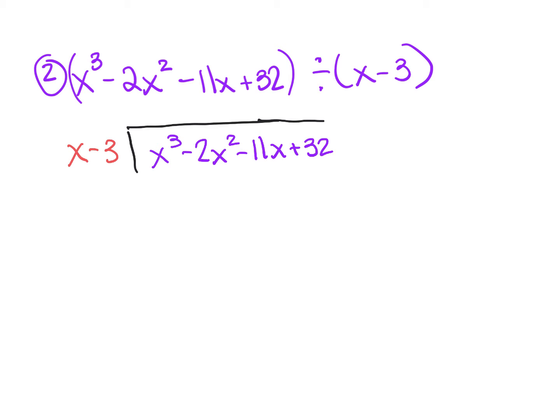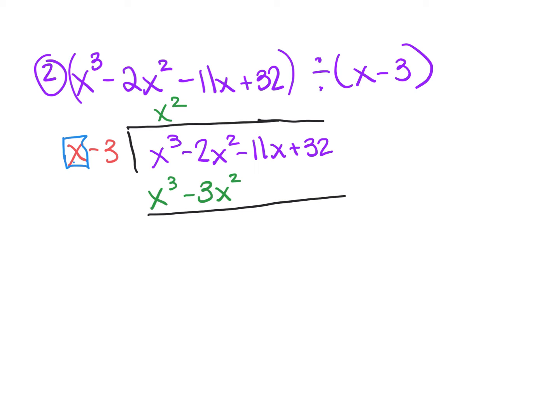So again, we just want to focus solely on this first term, this x in the front. I want to see how many times x will go into x cubed, or what do I need to multiply x by to make it an x cubed? That's going to be an x squared. And so I'm going to multiply both these terms by that x squared. So x squared times x is x cubed. X squared times a negative 3 is a negative 3x squared.